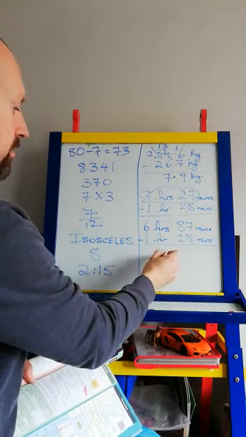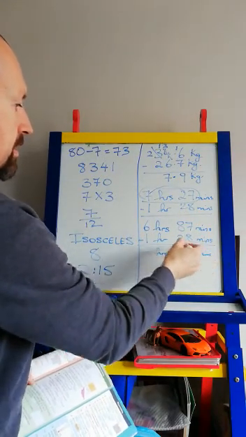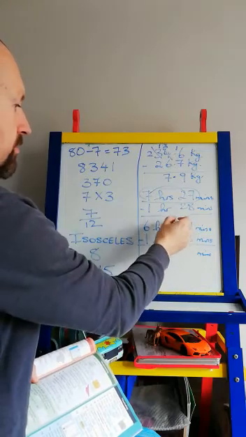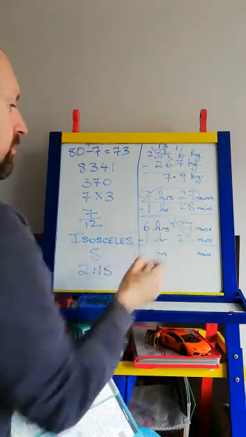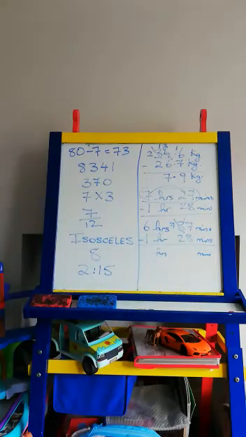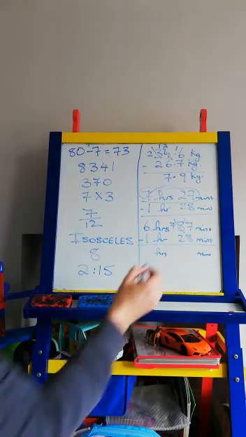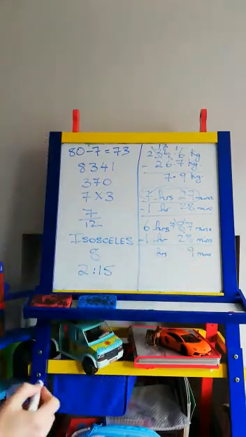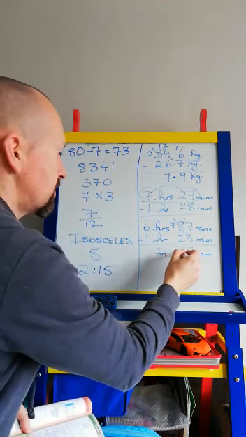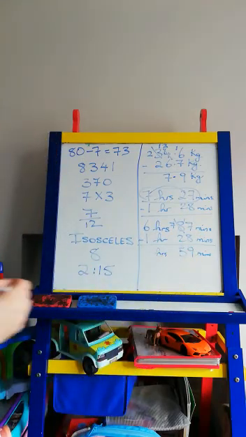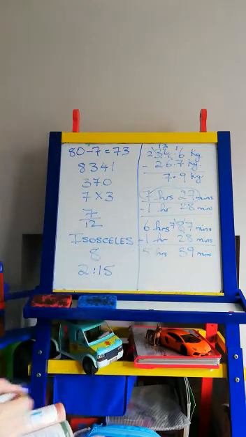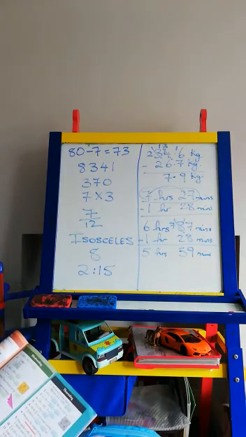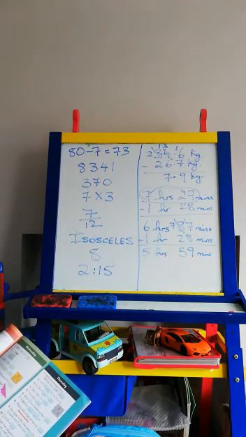We'll just put in our hours and minutes. 7 take away 8, cannot do. 8 becomes a 7, bring over the 1. So 17 take away 8 is 9. 7 take 2 is 5. And then 6 take 1 is 5. So the answer for number 11 is 5 hours and 59 minutes.